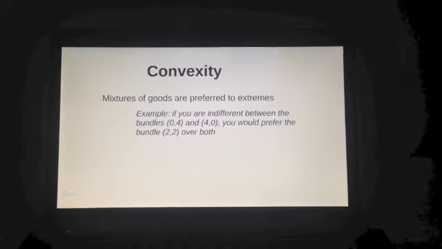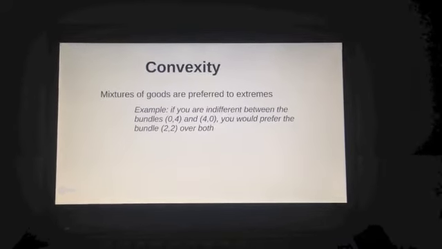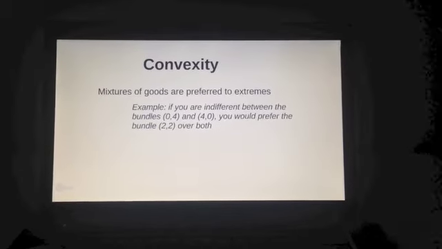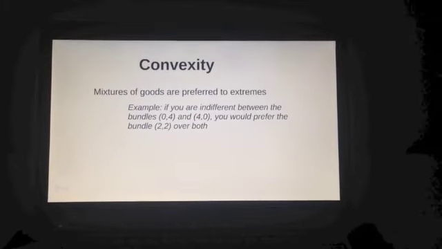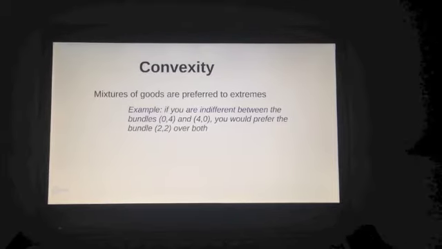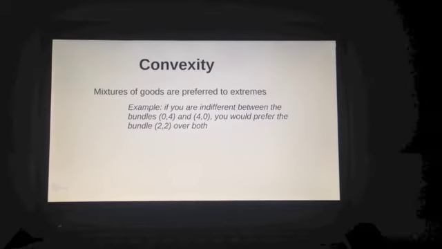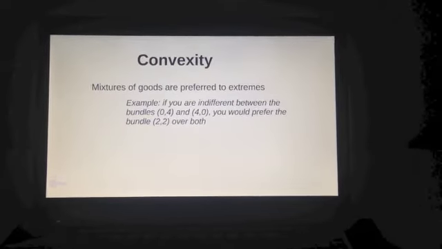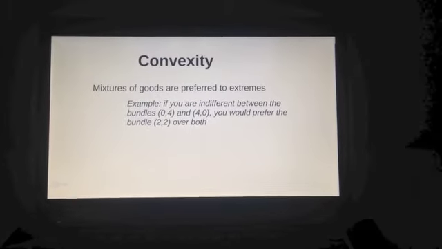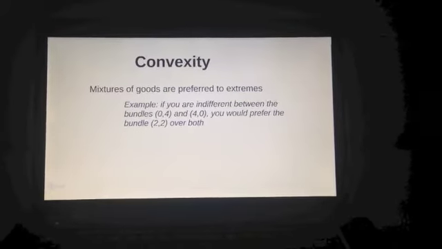This is because in the case of extremes you have a lot of one product and not that much of the other product, or completely nothing of the other product, and it's generally assumed that consumers prefer a bundle in which they have a little bit of both. That's it.